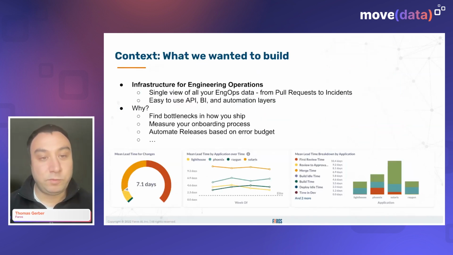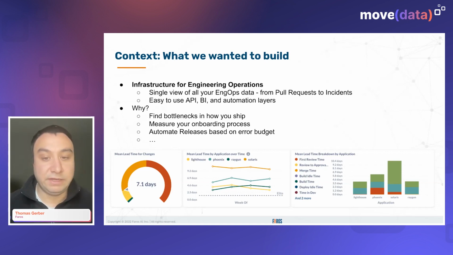So what did we build in Pharos? We decided to build a data infrastructure for software engineering operations. That means that we collect, normalize, and connect data from various software engineering systems, such as Jira, GitLab, PagerDuty, or CircleCI.